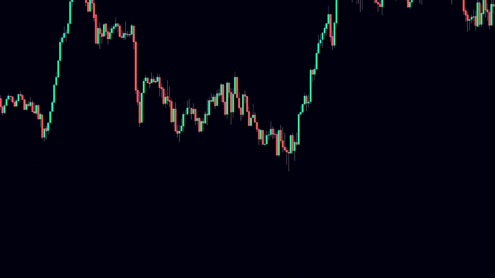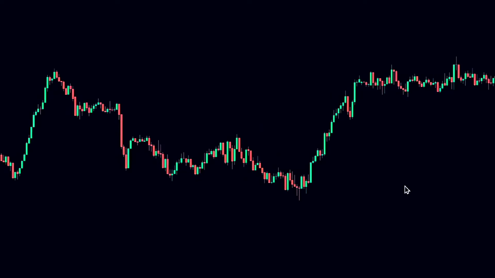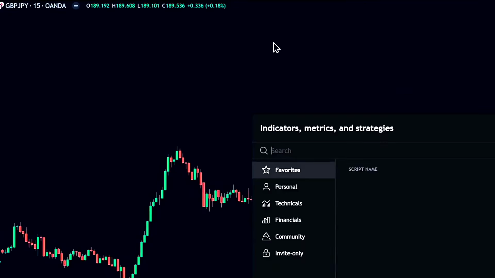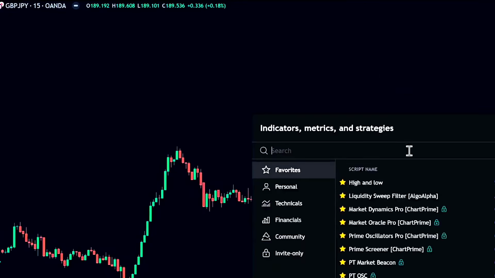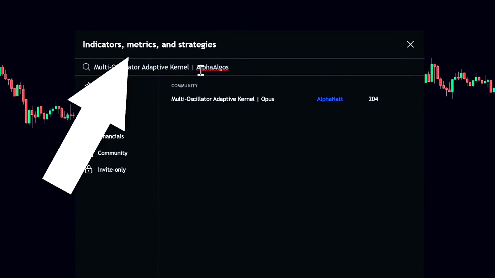But this indicator is pretty chill and works across a bunch of time frames and assets, so feel free to play around and test it out. Next up, click the indicators button at top and search for multi-oscillator adaptive kernel. You'll see the one by Alpha Algos. Grab it and add it to your chart.